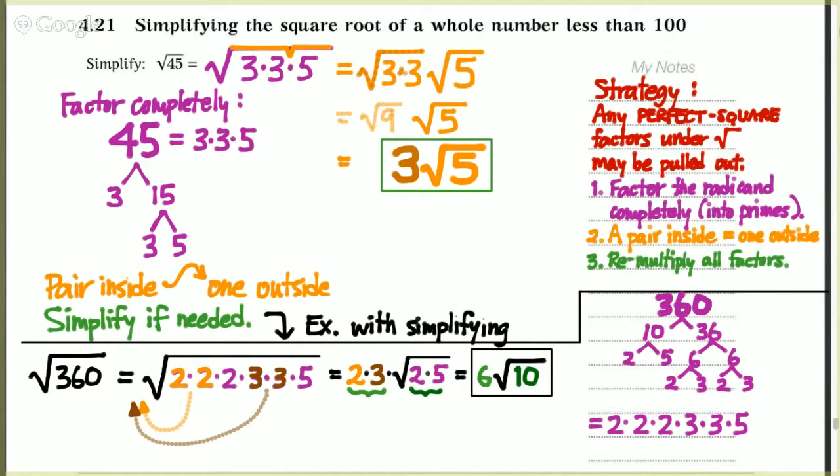So to simplify the square root of 360 using this technique, we would first factor 360 completely to figure out what pairs can then be brought out. And we found a pair of 2's and a pair of 3's, which when we bring them outside the radical become a single 2 multiplied by a single 3. That gave us the whole number 6 that we got on the outside of the radical. Then underneath the radical, we still had a 2 and a 5 left that didn't pair off and become simpler, and so those re-multiply together to give us 10.